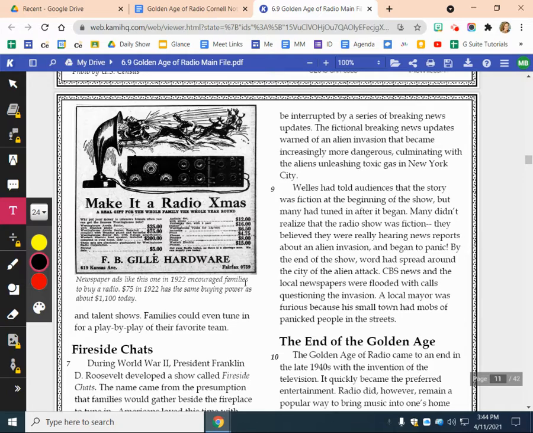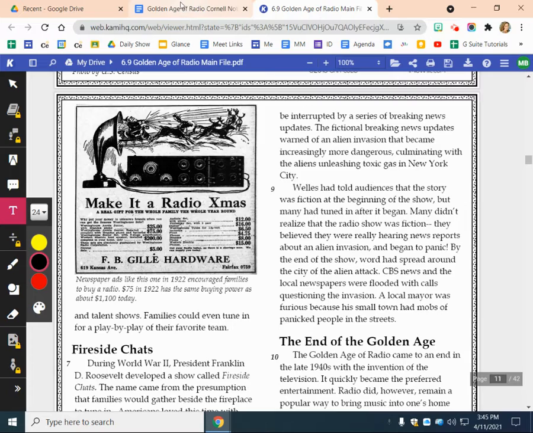And then right above this, the end of this section, we see a newspaper ad from 1922 that encouraged families to buy a radio for $75. That's about over $1,000 today. So that was a lot of money for these people, $75. Because of inflation, a radio would now cost over $1,000. It says, make it a radio Christmas. I can't read all of the detail there, but you can see the different prices for different parts of the radio, the hardware for it.